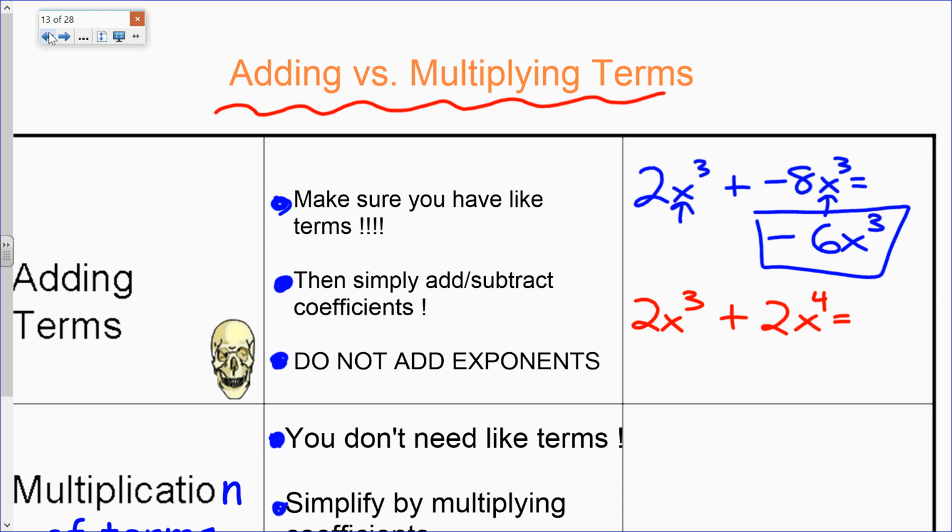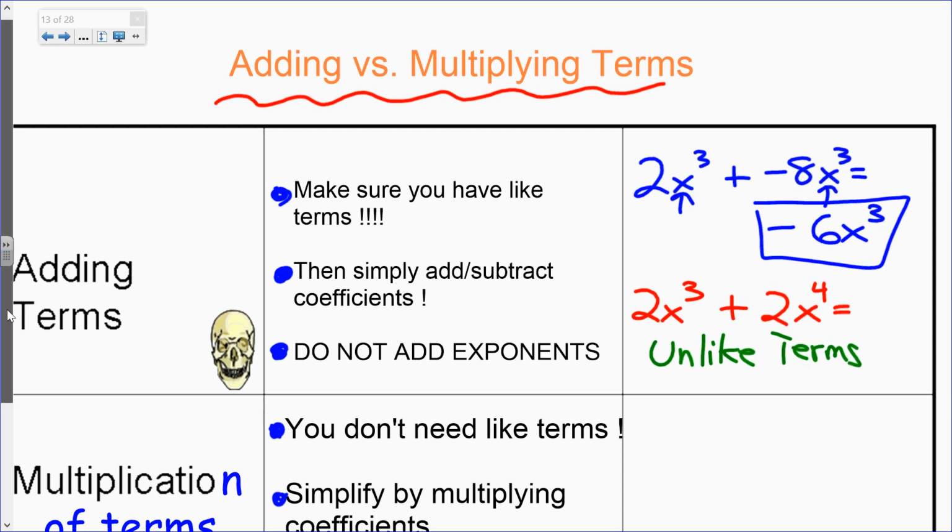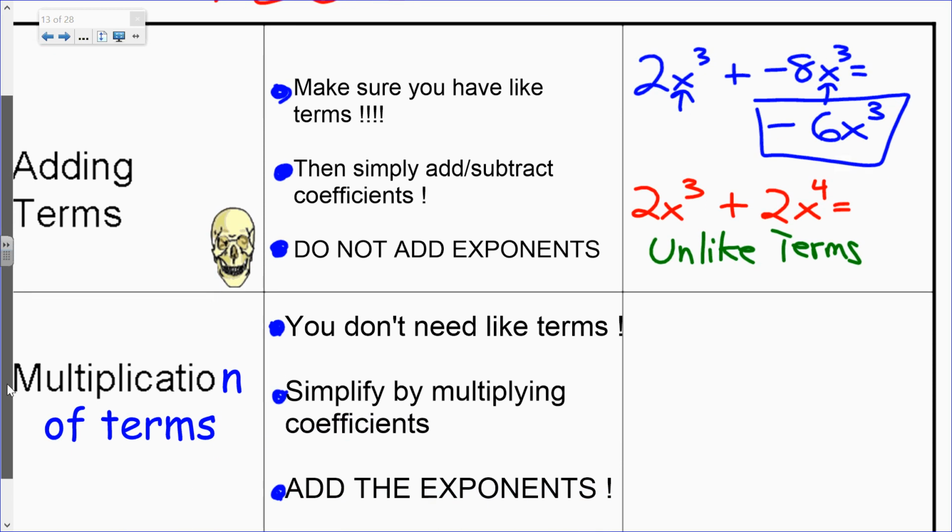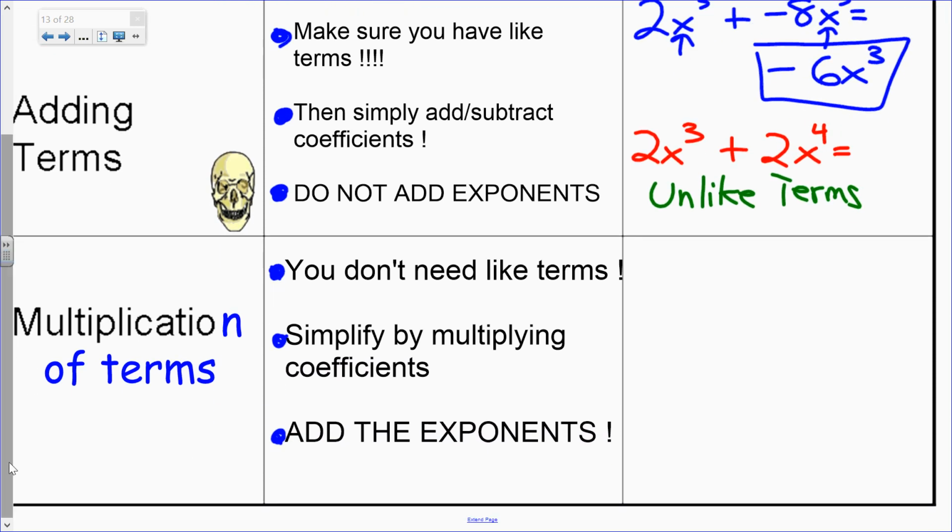So go ahead and put right here, unlike terms. We're done. There's nothing else to do. I don't know what to tell you. Get over it. You don't have to add them. Stop stressing out. Okay?